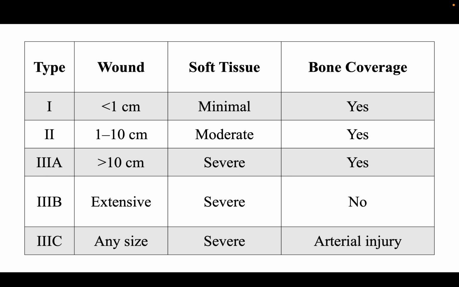So in type 1, less than 1 centimeter wound, minimal soft tissue damage, bone coverage possible. Type 2, 1 to 10 centimeter, soft tissue damage moderate and bone coverage possible. Type 3A, more than 10 centimeter wound with soft tissue damage and bone coverage possible. Type 3B, there is extensive wound with severe soft tissue damage and bone coverage not possible, requires a flap. Any size of wound with severe soft tissue injury and arterial injury is considered as 3C.